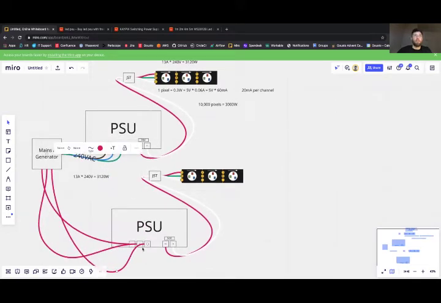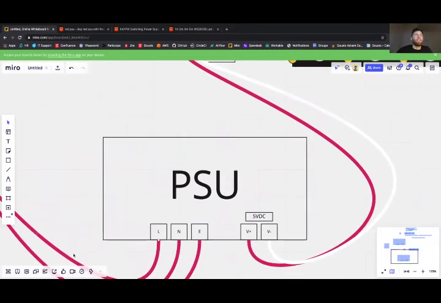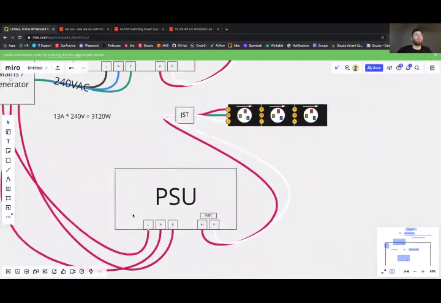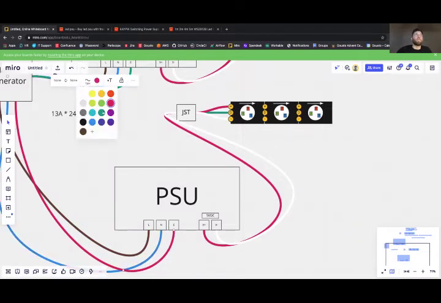That's a little bit ambiguous. Let's make them come in at the bottom, like good little wires. Okay, so line needs to be brown. We still got brown in our palette, yes. Neutral needs to be blue. And earth needs to be greenish.